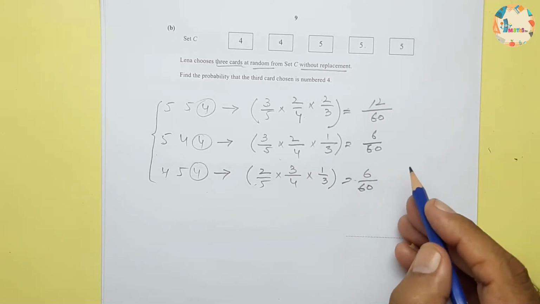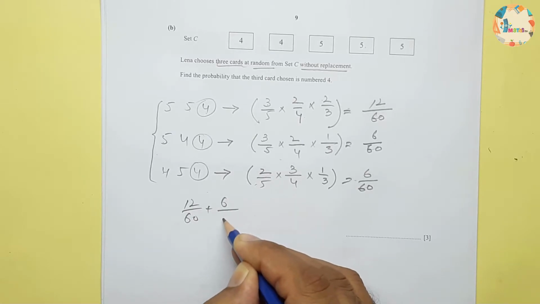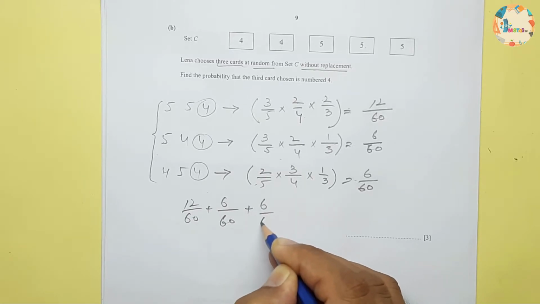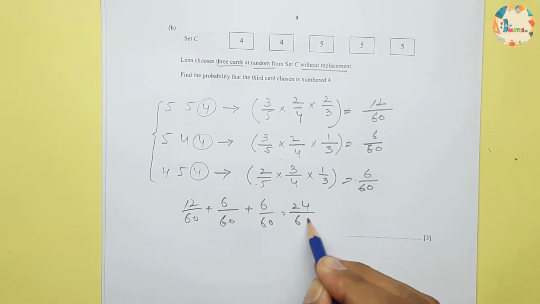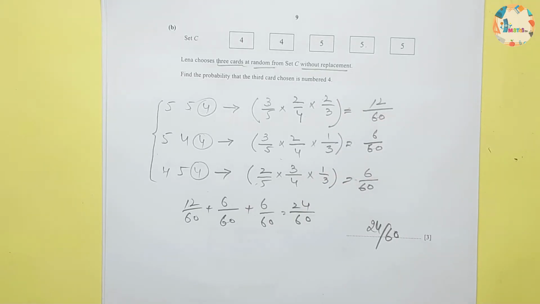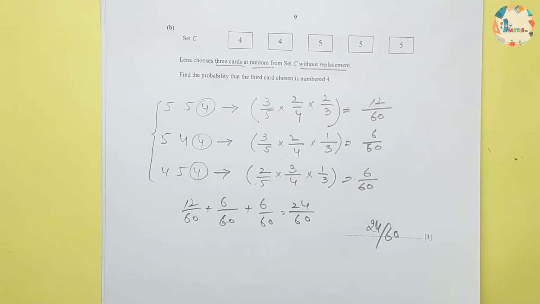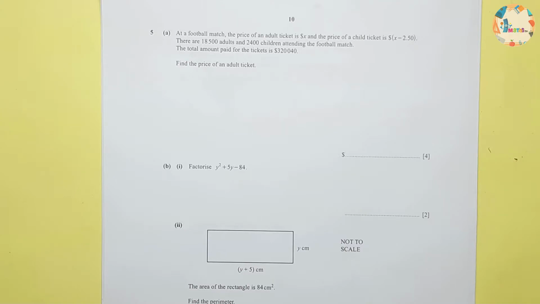Now we can add them, so we can write another step over here. 12 over 60 plus 6 over 60 plus 6 over 60 will be equal to 12 and 12 will be 24, so 24 over 60 will be our answer. Hopefully you understood. I've tried to be as simple as possible, and the next questions will also go through in a similar way.